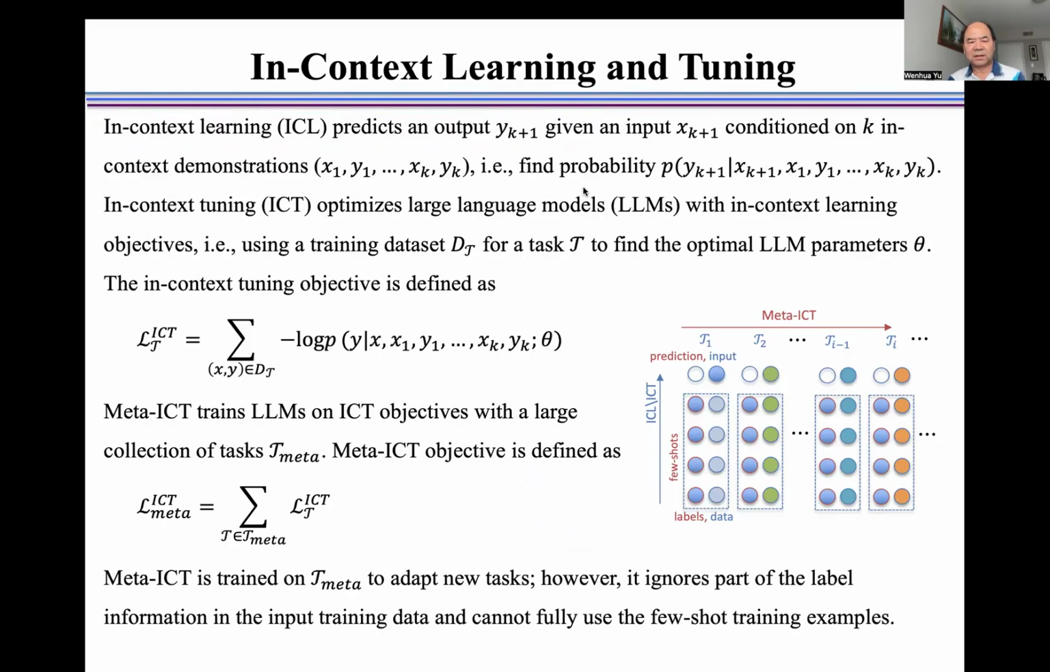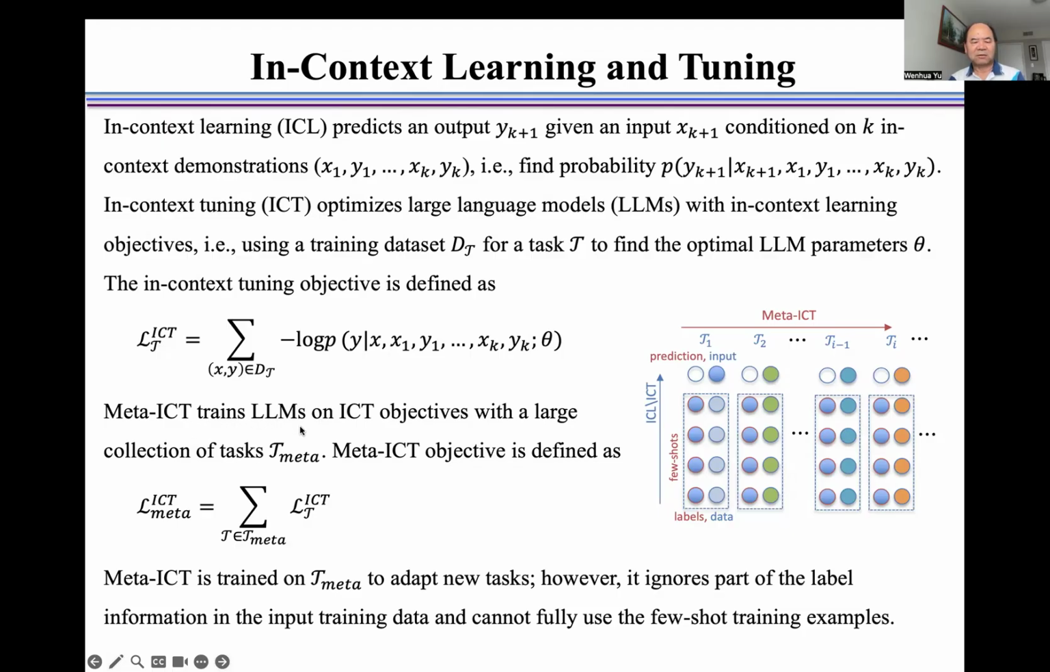Namely, find the probability P. In-context tuning optimizes large language models with in-context learning objectives. Namely, using the training dataset D_T for task T to find the optimal large language model parameters theta. The in-context tuning objective is defined as here.